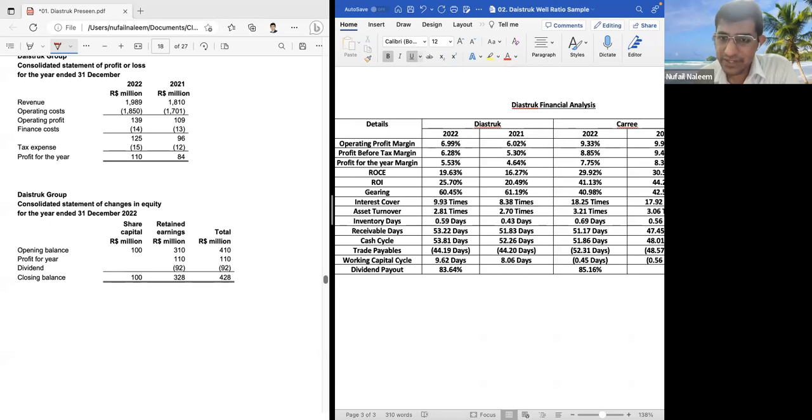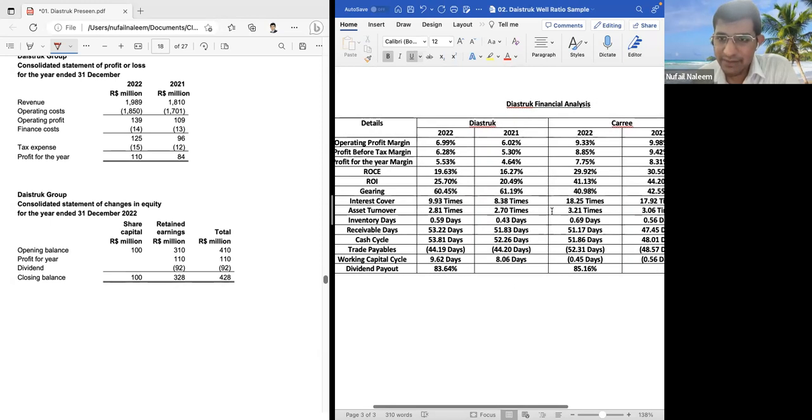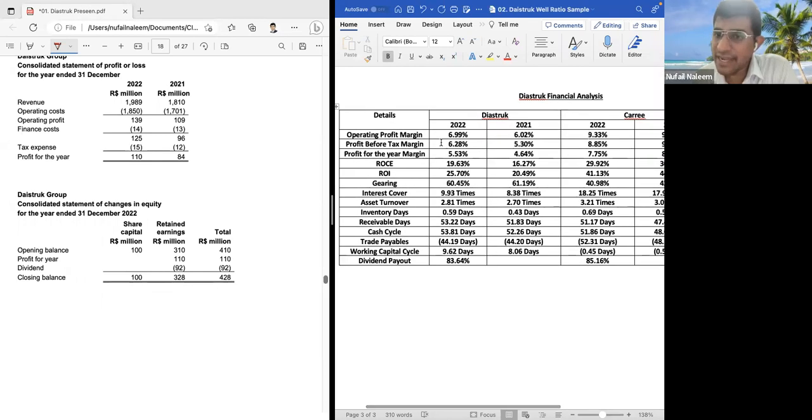I'll quickly go to the ratio analysis. Now, students, observe here, the operation profit margin of Daistruk is only 6.99%, but Carry is charging 9.33%. That means if Carry makes a sales of 100, the margin they will have is 9 rupees. But if Daistruk makes a sales, the margin is only 6.99%. So indirectly, we are following a cost leadership model.